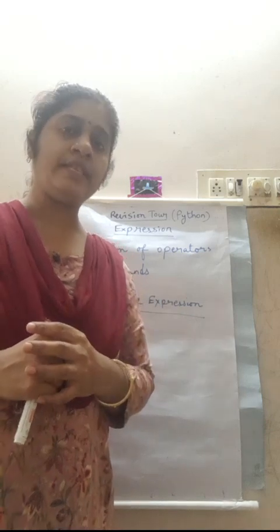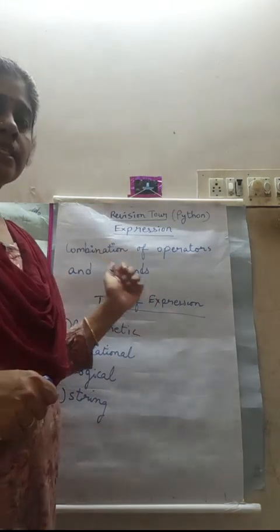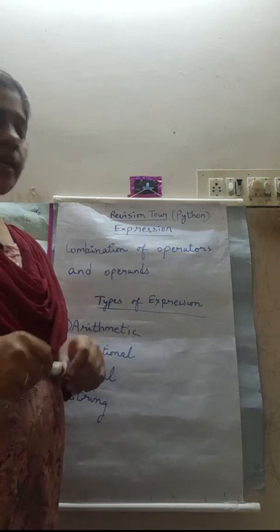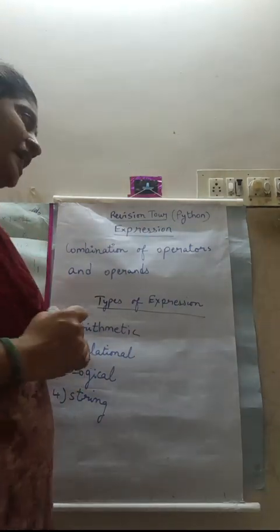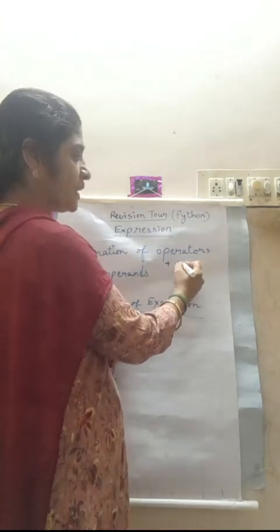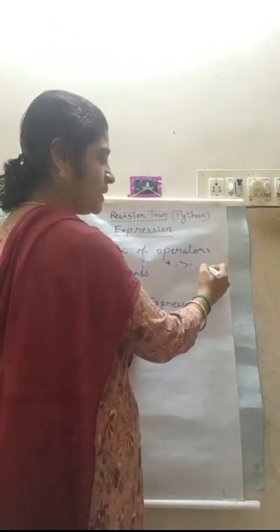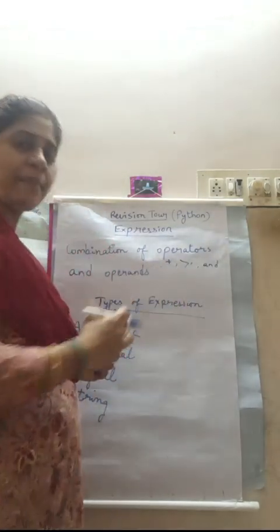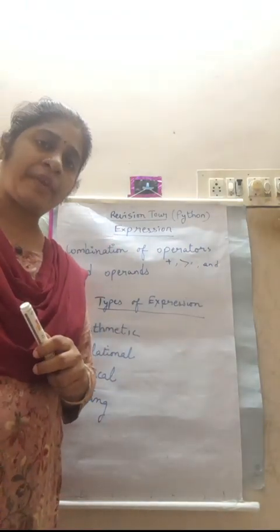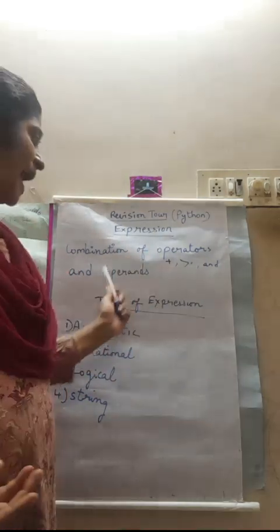Now let us begin with what are expressions. Expressions are nothing but a combination of operators and operands. Now what do you mean by operators? It can be an arithmetic operator like plus, it can be a relational operator like greater than or equal to, it can be a logical operator. It can be anything, so it is a combination of operators and operands.